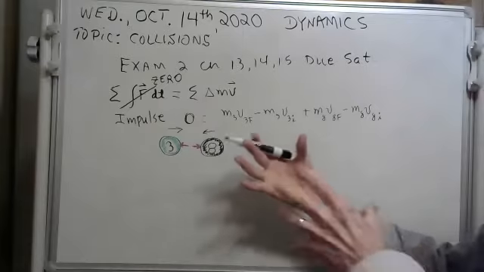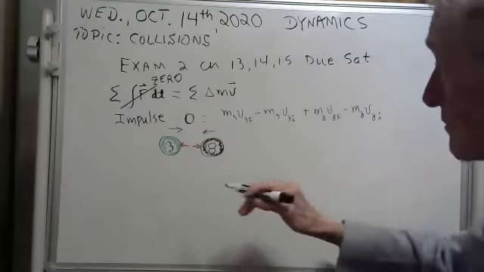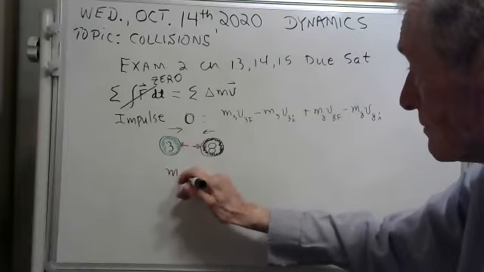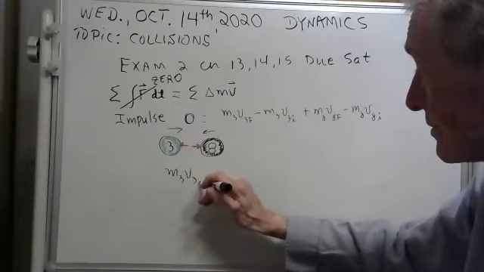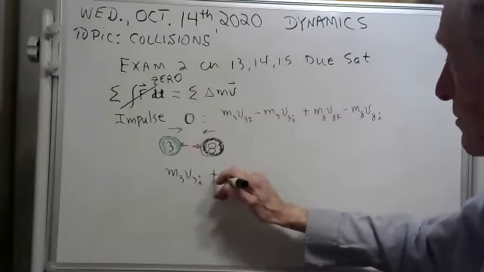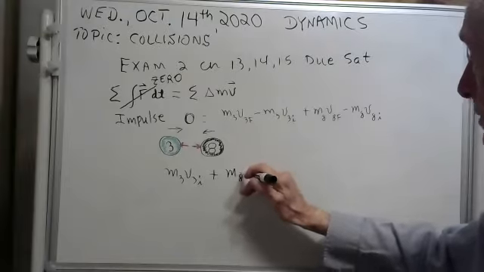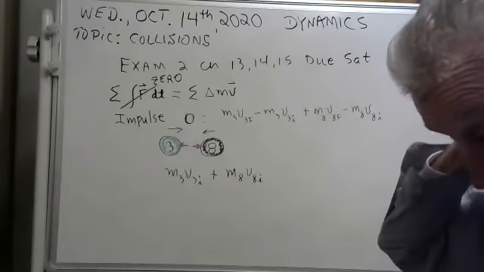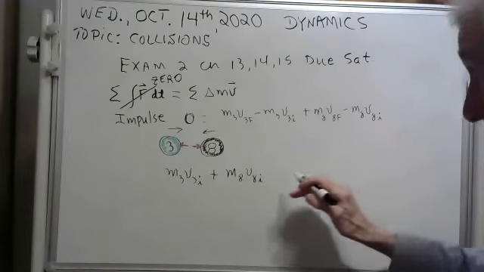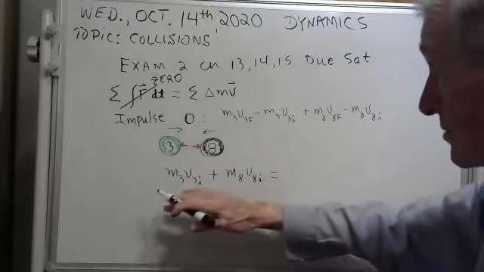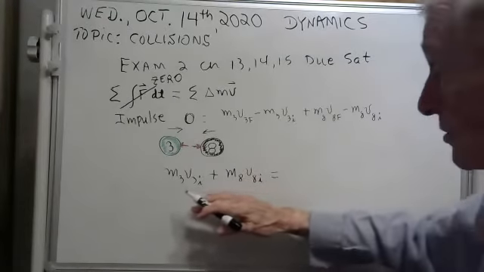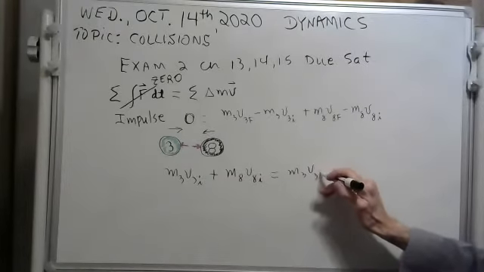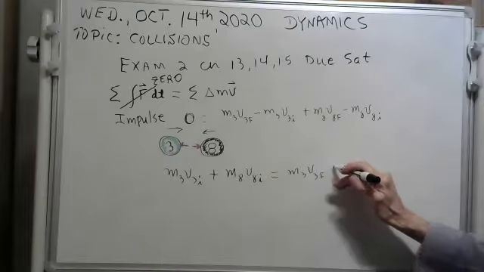Then if you sort these terms out and put the initial values on one side, I think I've done this before, but sometimes it's good to go over important things. I think this one's important. This is called the conservation of linear momentum. See, this is the total initial momentum. Now, this is going to be the final momentum.